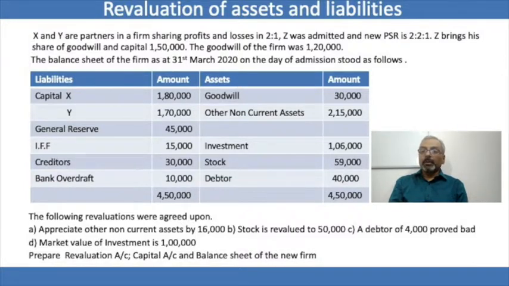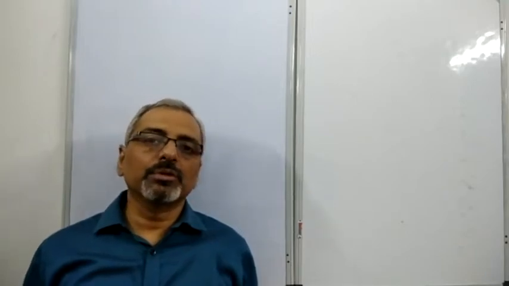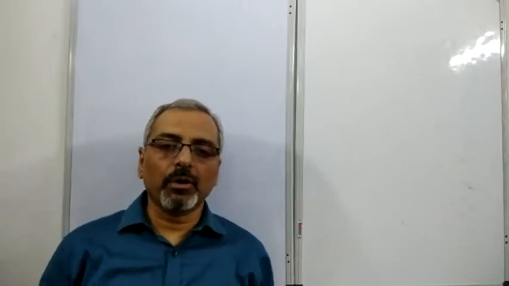And we are asked to prepare the revaluation account, partners' capital account, and the balance sheet of the new firm. So this is a question in which we are asked to prepare the revaluation account as well as the capital account and the balance sheet of the new firm. Each and every piece of information given is very simple, which we will handle as we do the sum. After reading the question, we know there are two partners, X and Y, with a PSR of 2:1, and they take a new partner Z, and the new PSR becomes 2:2:1.